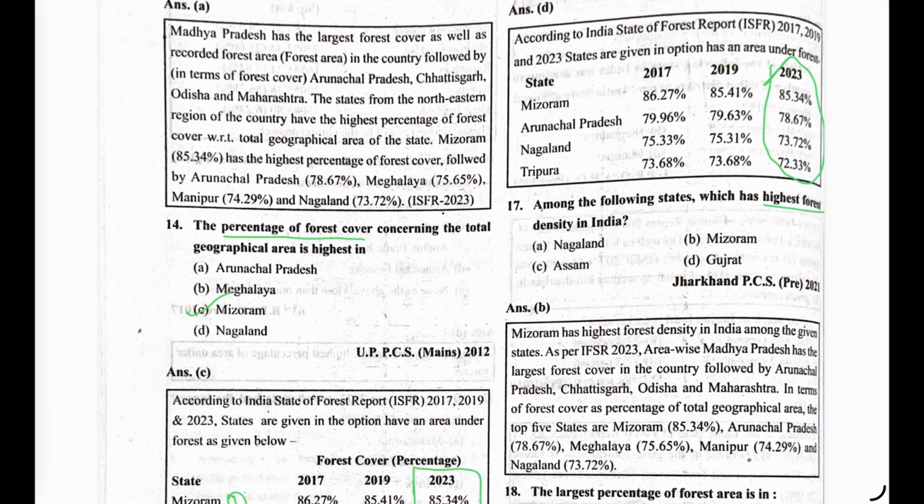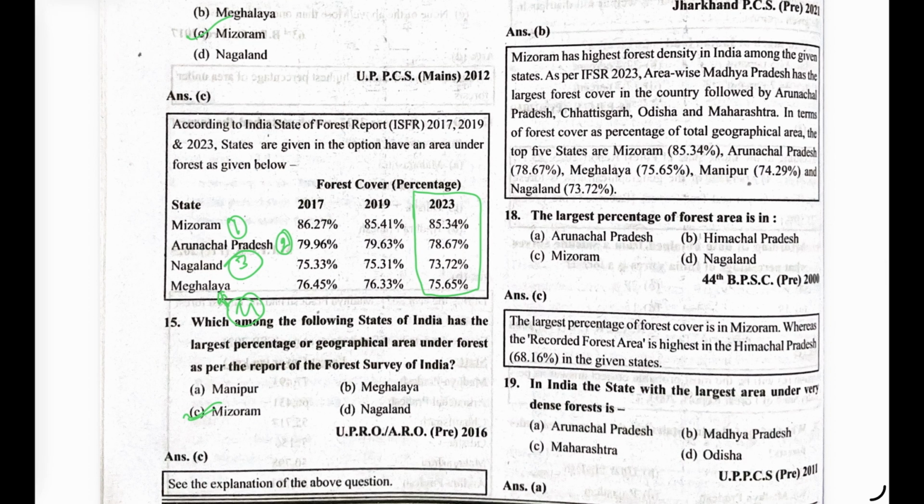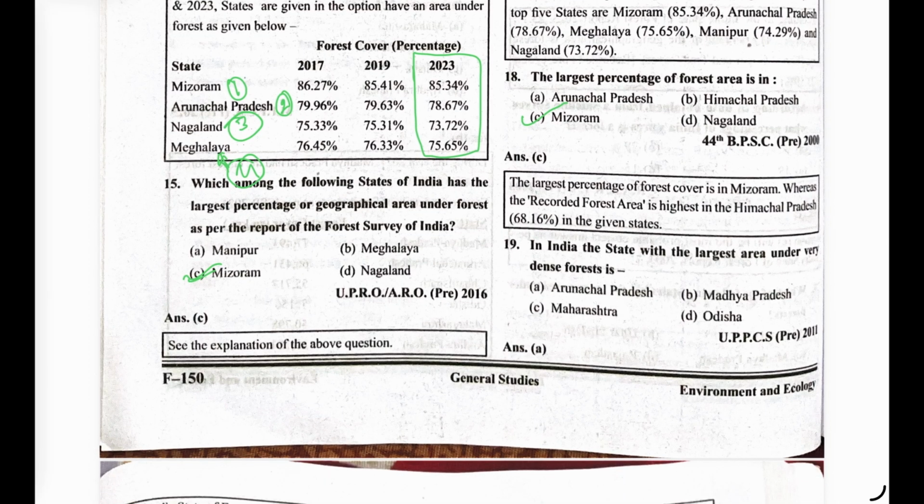Higher forest density. So which one is Mizoram? Forest density means more than 85%. The largest percentage of forest area is in Mizoram. We have seen that in India the state with the largest area under very dense forest is Mizoram. Is there a Mizoram option? No. If there is no Mizoram, then Arunachal Pradesh will be the option.